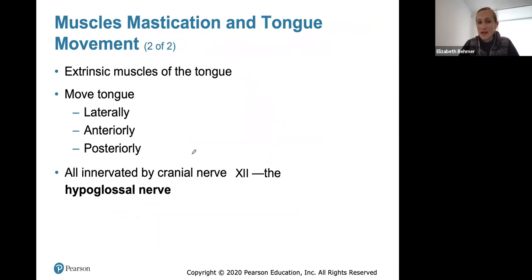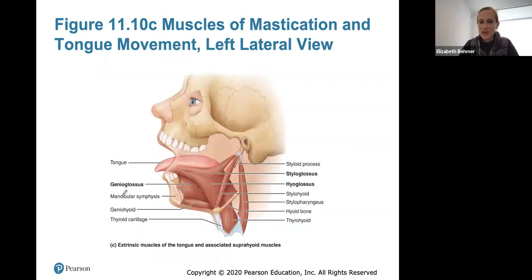Extrinsic muscles of the tongue help to move the tongue, and many are innervated by the hypoglossal nerve. So here are a lot of muscles that help move the tongue, and a lot of them are named with glossus. That glossus suffix has to do with the tongue.